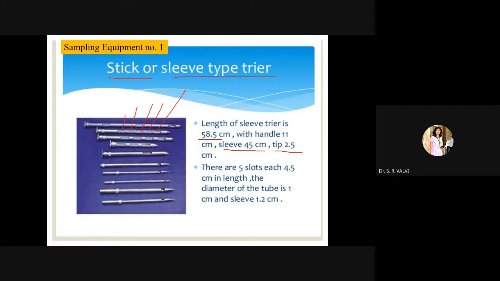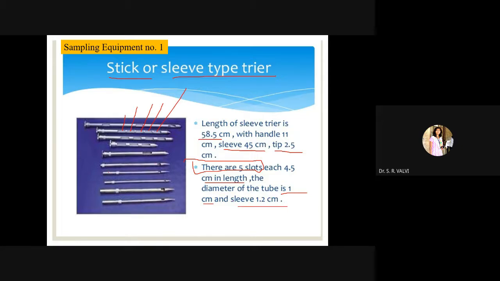Particularly, please remember, in case of cereal seeds, 5 slots, each 4.5 centimeter in length, are there, and the diameter of the tube is 1 centimeter and the sleeve diameter is 1.2 centimeter.